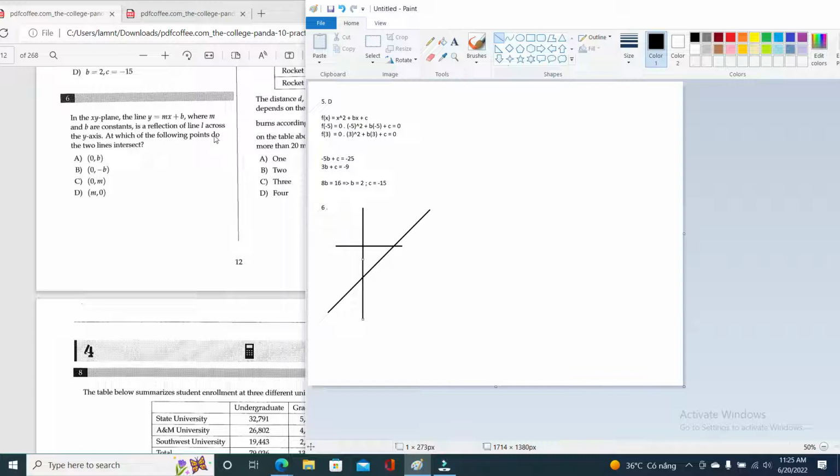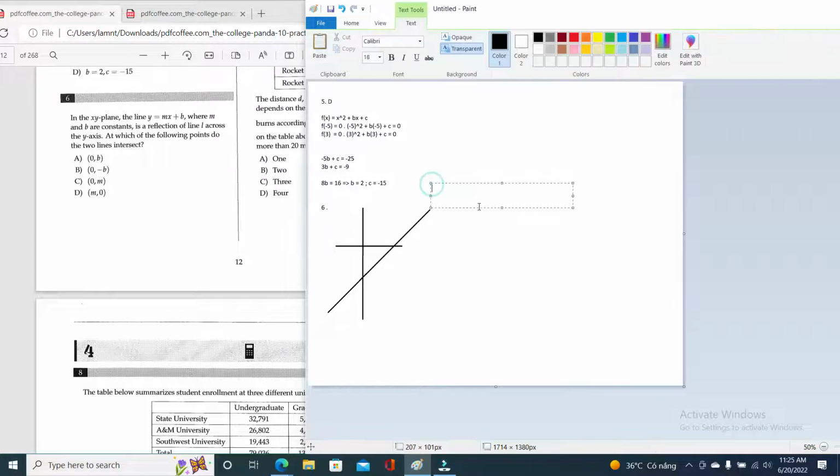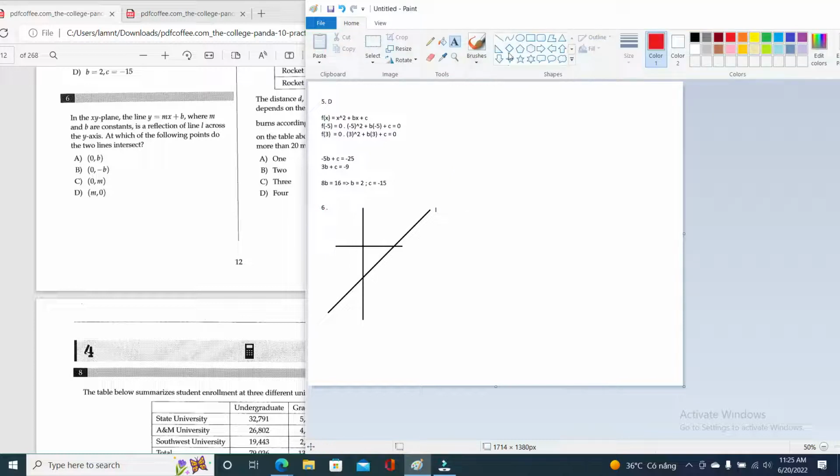Okay, so it's a reflection of line L across the y-axis. For example, if we call this line L, then the reflection of line L across the y-axis is the symmetrically opposite line. It's going to be this line, roughly that line, where I want to match the angle. So there you go, that line is the reflection of the line across the y-axis.